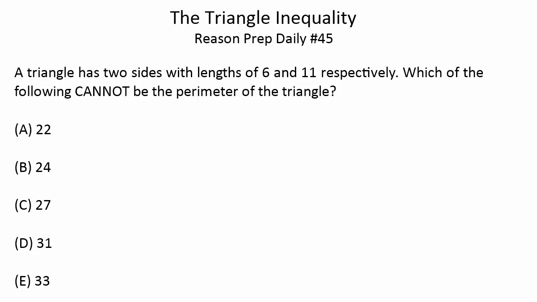Give this question your best shot. A triangle has two sides with lengths of 6 and 11 respectively. Which of the following cannot be the perimeter of the triangle?